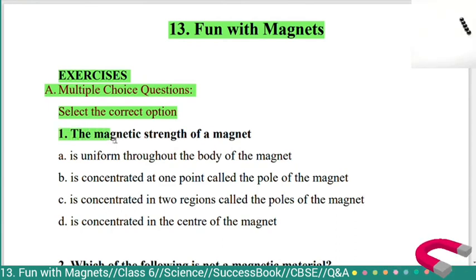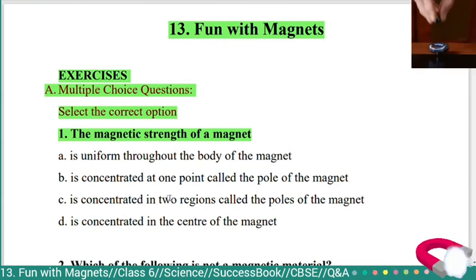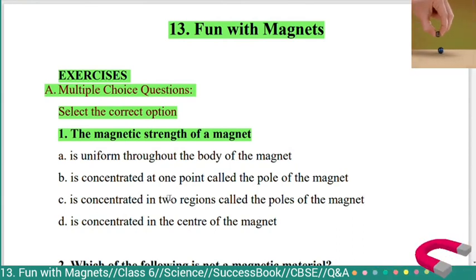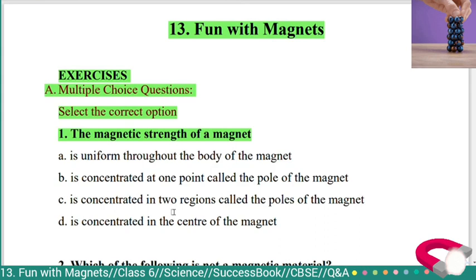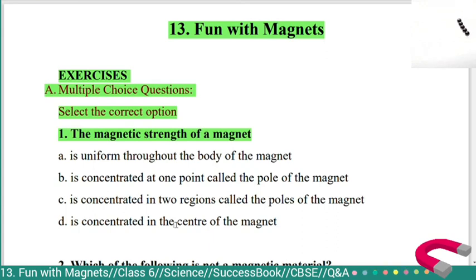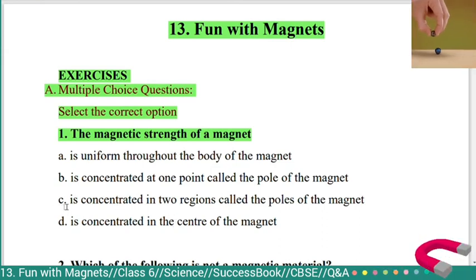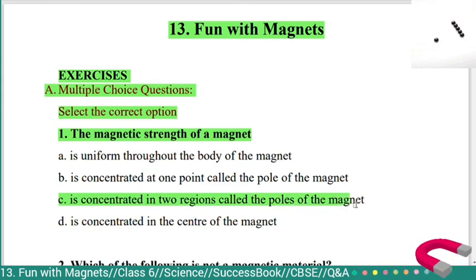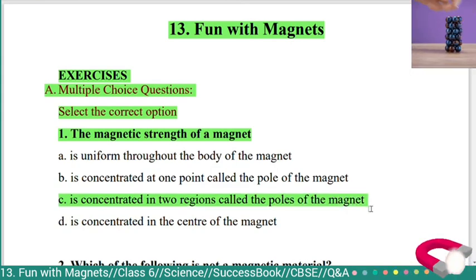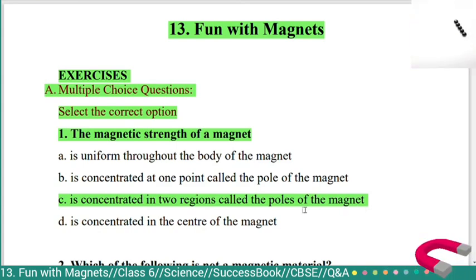First question: the magnetic strength of a magnet. The given options are A, is uniform throughout the body of a magnet. B, is concentrated at one point called the pole of the magnet. C, is concentrated in two regions called the poles of the magnet. D, is concentrated in the center of the magnet. Here the correct answer is option C, that is concentrated in two regions called the poles of the magnet. The magnetic strength of a magnet is concentrated in two regions. Those are North Pole and South Pole.